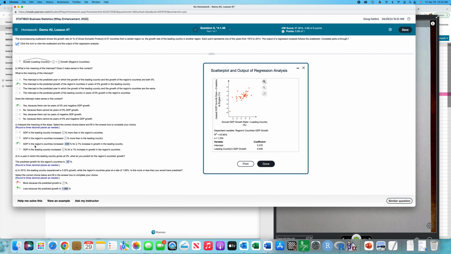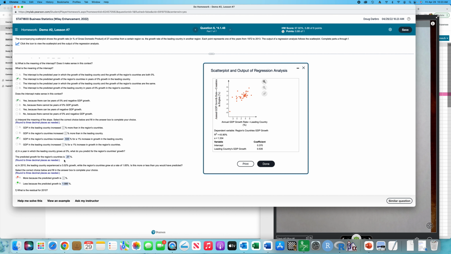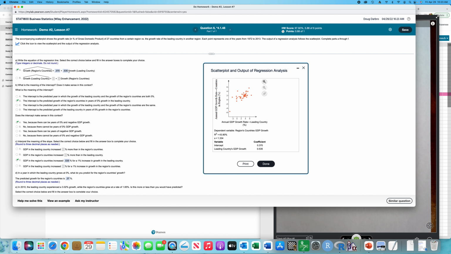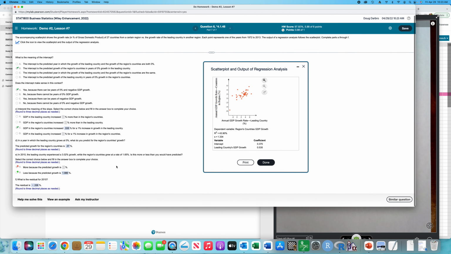For the interpretation, I selected that the GDP in the region increases 0.535, because that's what the slope is, for every 1% increase in growth in the leading country. So that's the X variable. In a year in which the leading country grows at 0%, what's the predicted growth? Well, it's pretty obvious. It's the intercept. Put 0 in here, you get 0 times 0.535, it's just 0.370, so I just entered 0.370.